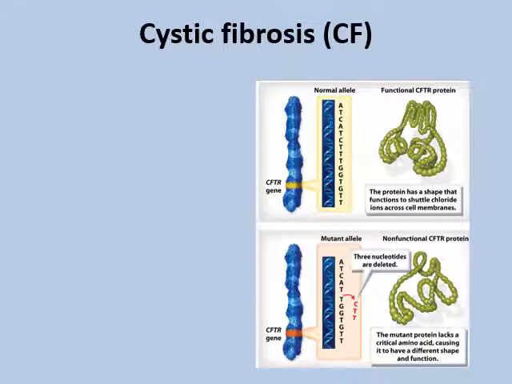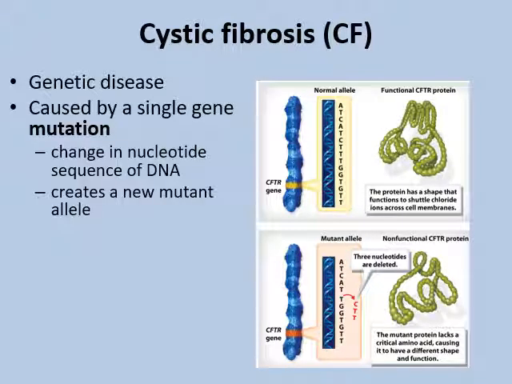Okay, so when you're going through your book chapter, it talks mostly about cystic fibrosis. And cystic fibrosis is a genetic disease. It's caused by a single gene mutation. So there's some change in the nucleotide sequence of the DNA, which creates a new mutant allele, right? And normally what happens is that 3 nucleotides are deleted.